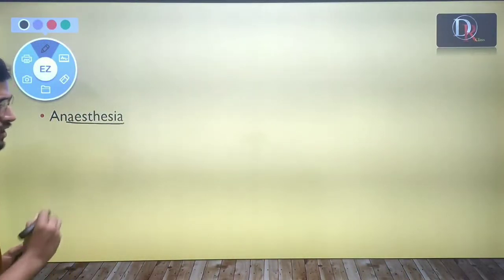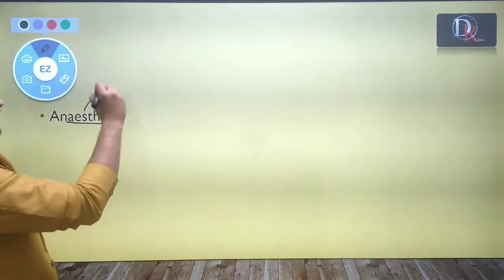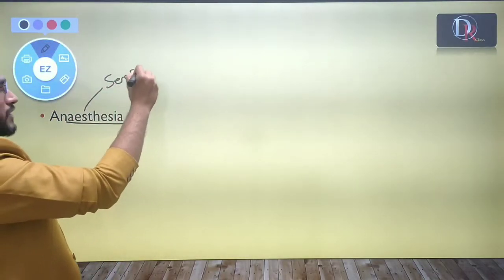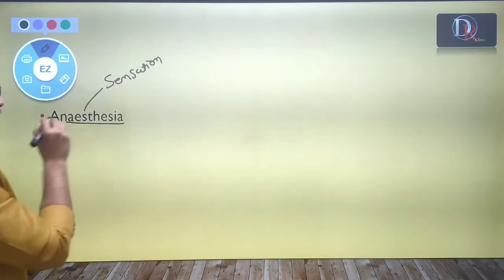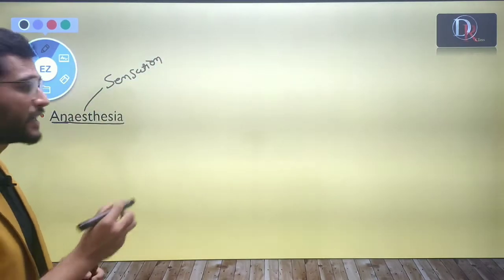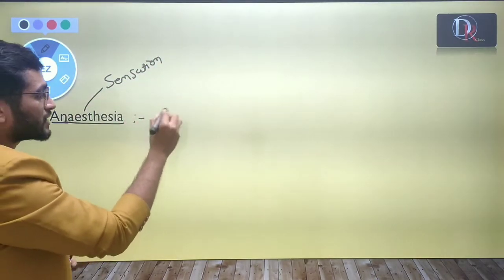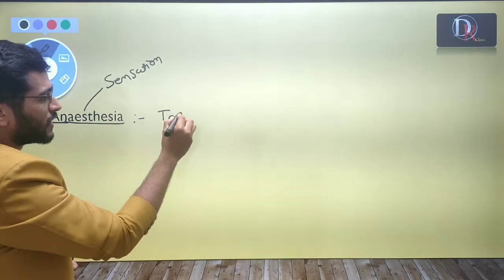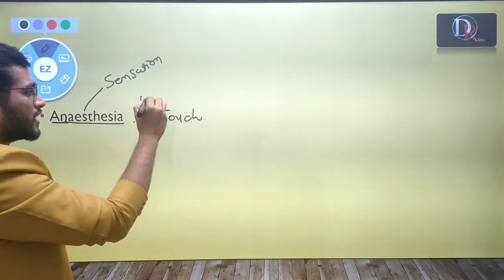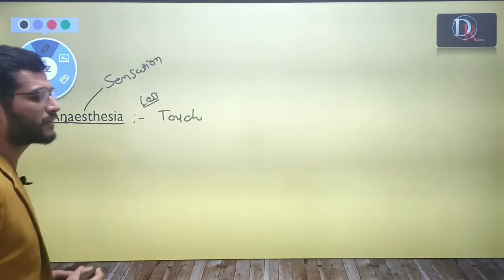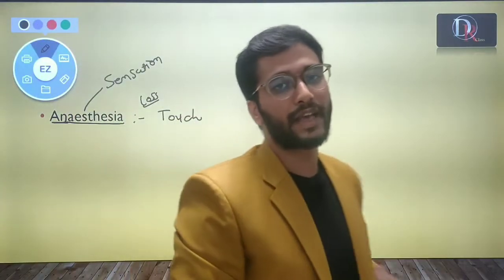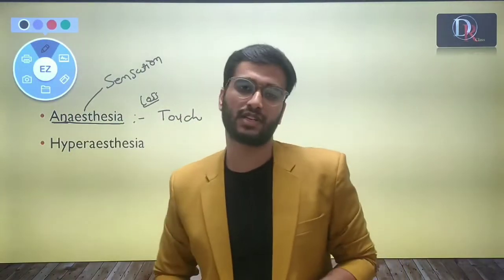that is anesthesia. Okay, so basically the word esthesia is related with sensation, right? So anesthesia means what? It is the loss of the touch sensation. Here the touch sensation will get reduced or lost. Clear? The next term is hyperesthesia.